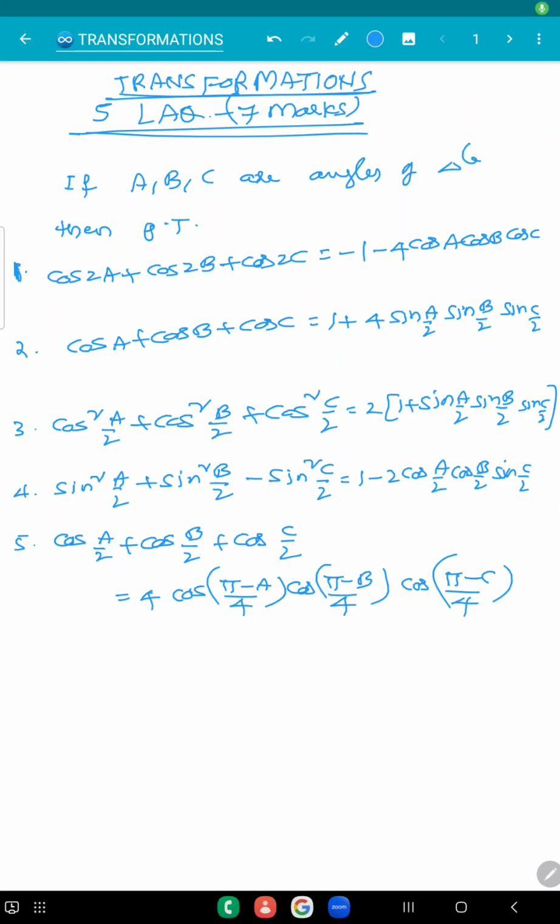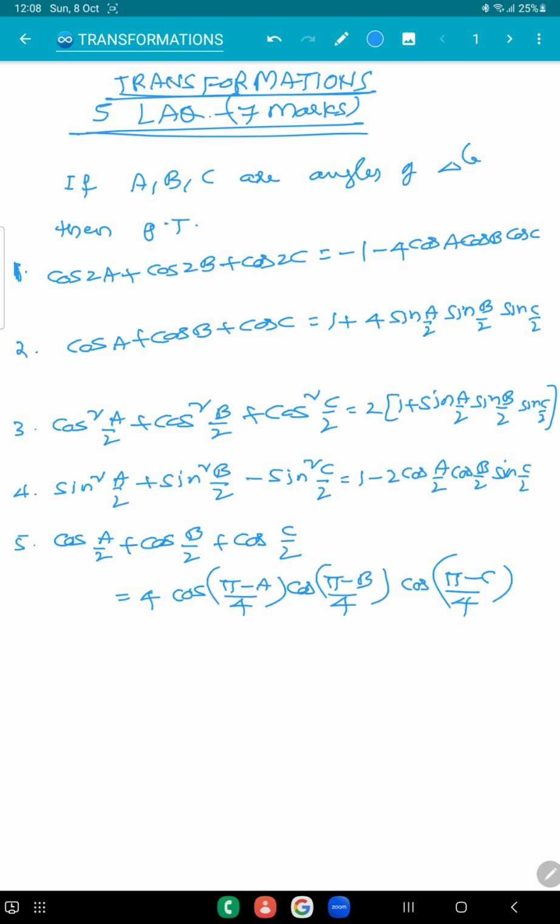Good evening. Now we are going to discuss some 5 important LAQs from trigonometric transformations, which are important for junior intermediate, for the board of intermediate examination. Let us start this one.